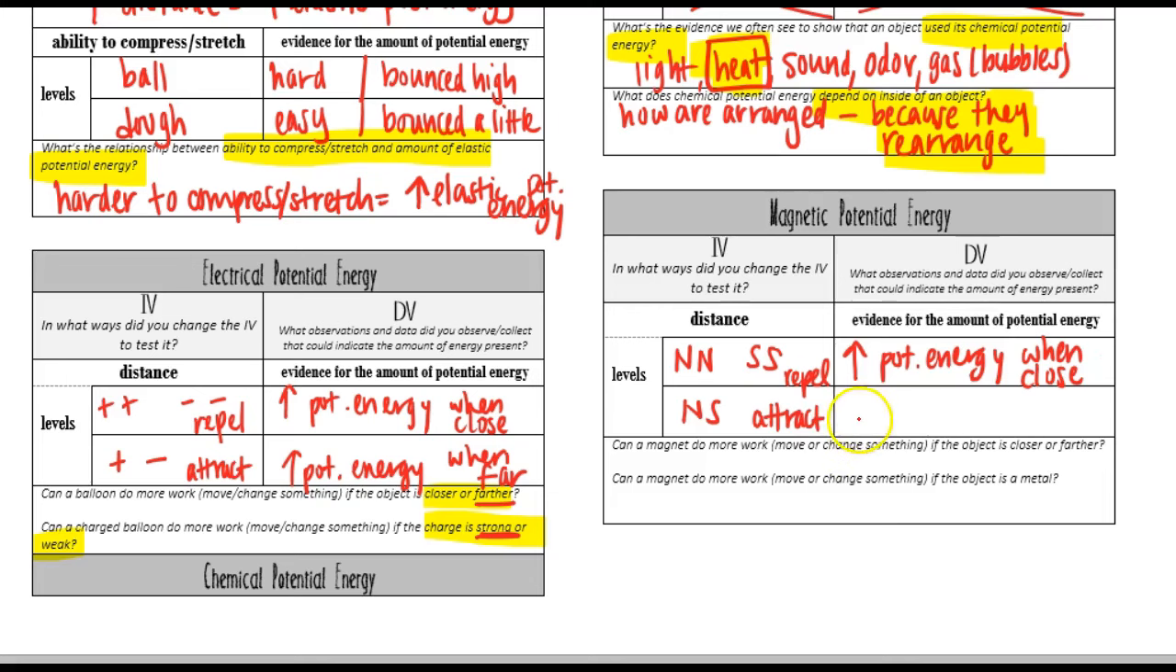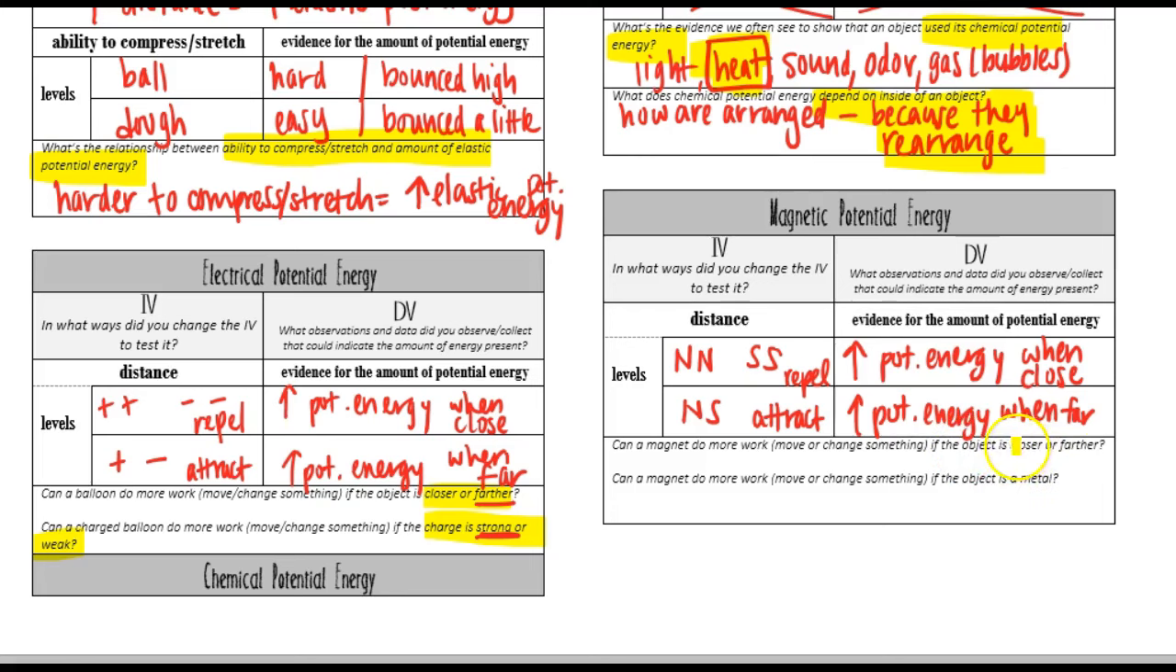So when they attract, if I want to increase the potential energy, in this case it's the opposite. I want them far away from each other. When they're far, I've had to work to pull them apart. They don't want to be apart from each other. They want to be together. So all the work I had to do to force them to go against their nature, that's what gives them a lot of energy. Okay, our last couple questions here.